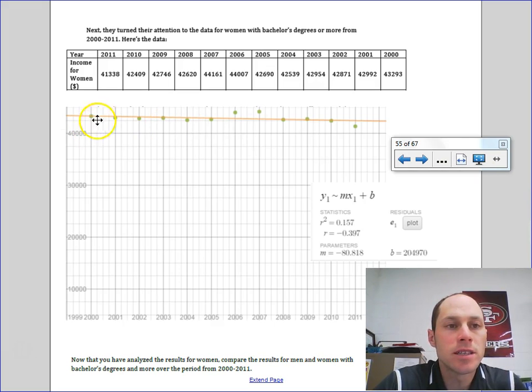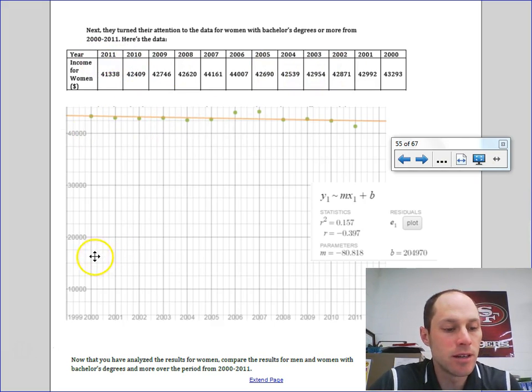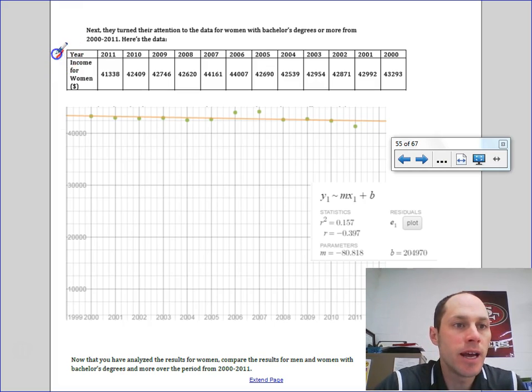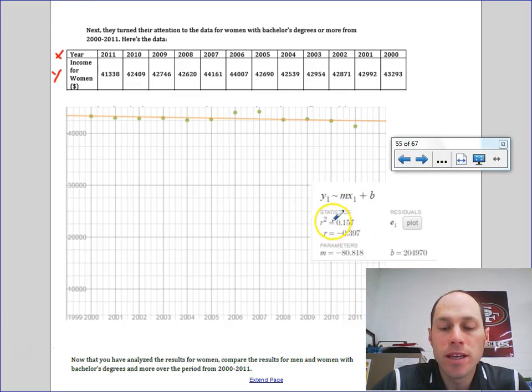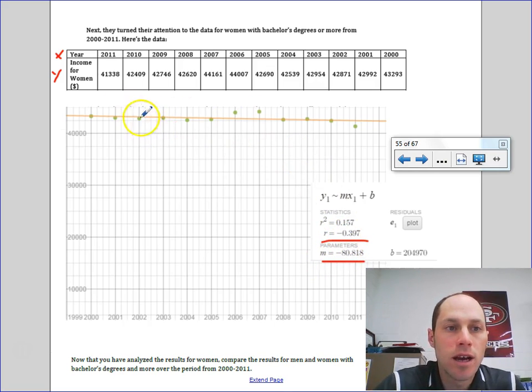Okay, so I graphed this according to the data as it was listed, where I had my years as my x, income is y, so I used the actual year for my x value. So it corresponded with what we did with the men. And we found that the equation y equals negative 80.8x plus 204,970 with an r value of negative 0.397. So it's a negative correlation, not very strong, but we see the values are dropping as we go down the years.